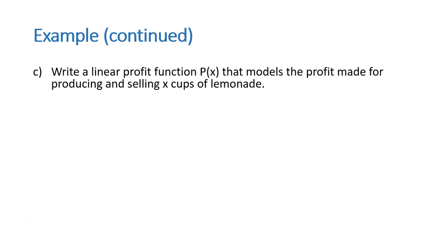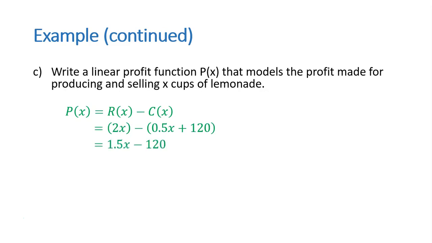Finally, let's look at our profit function. So profit is described as revenue minus cost. We determined our revenue function, we determined our cost function, so we just take the difference between the two. Simplify this expression down, and we have 1.5x minus 120.